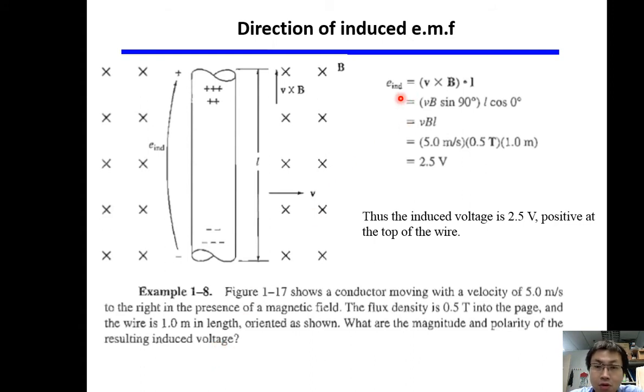So we want to find the induced voltage. We use the equation V B sin 90 times L cos 0. So V B L: V is 5, B is 0.5, L is 1. Then it is 2.5 volts, positive at the top of the wire.